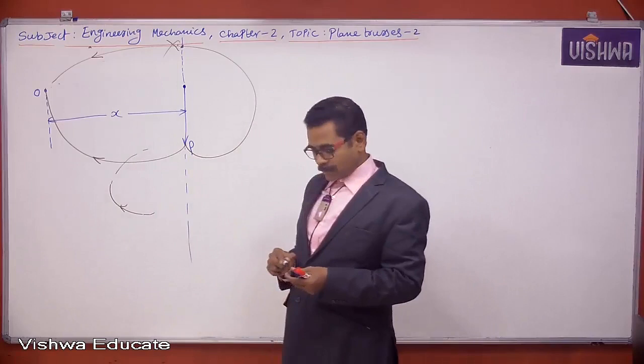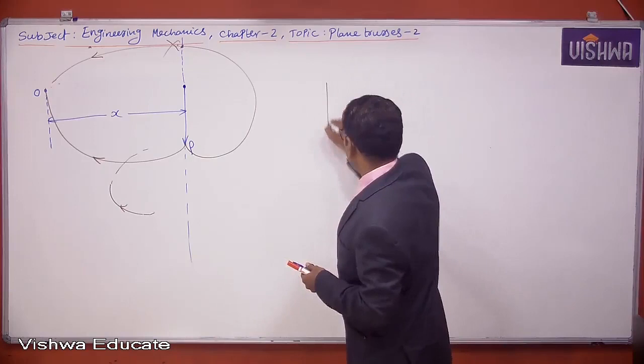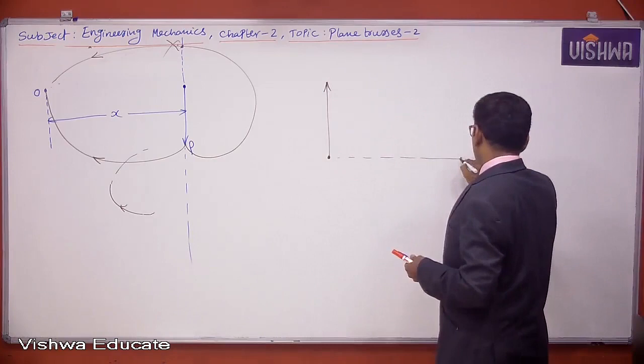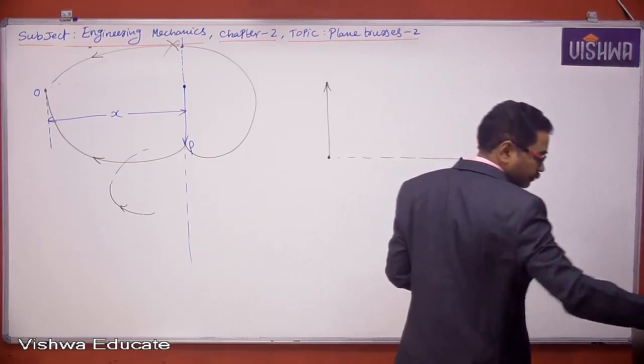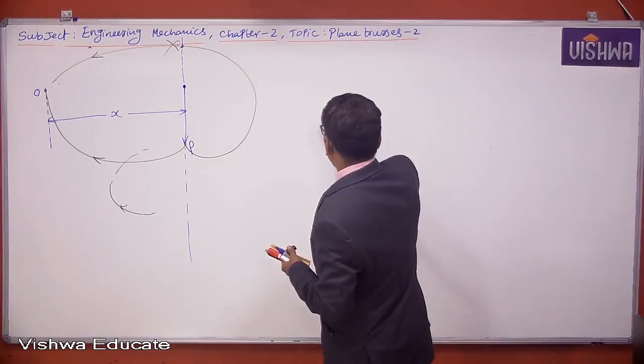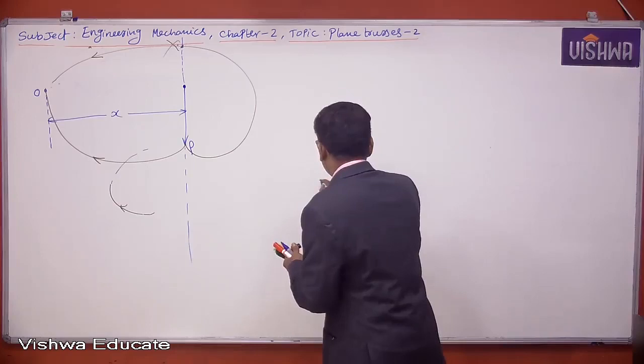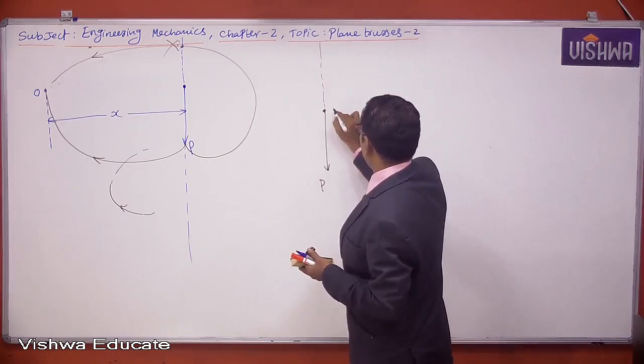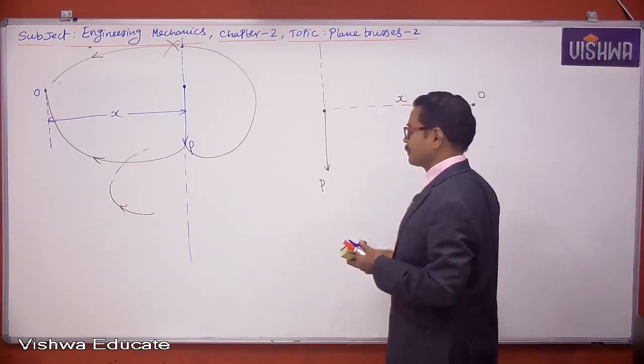Another example. Here a force is there like this. This force is P, and this is line of action of force, and I have to take moments about a point O. This distance is x. Will it induce clockwise moment or anti-clockwise moment? Which moment it may induce?